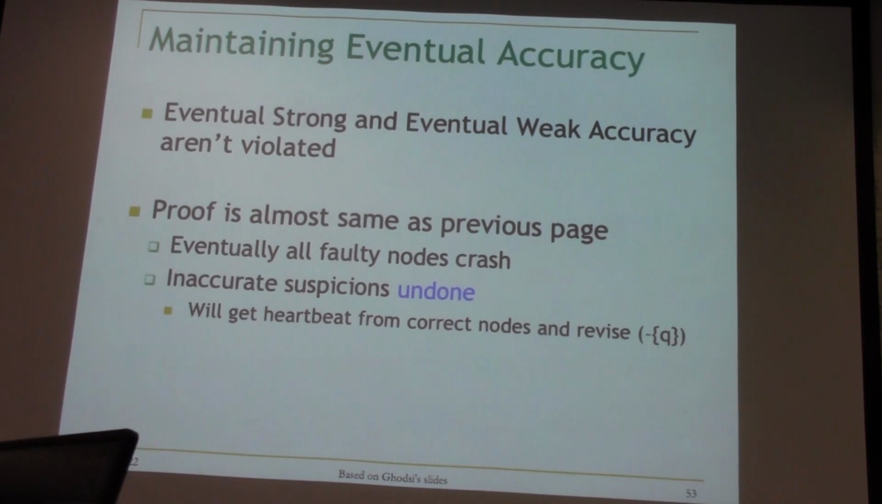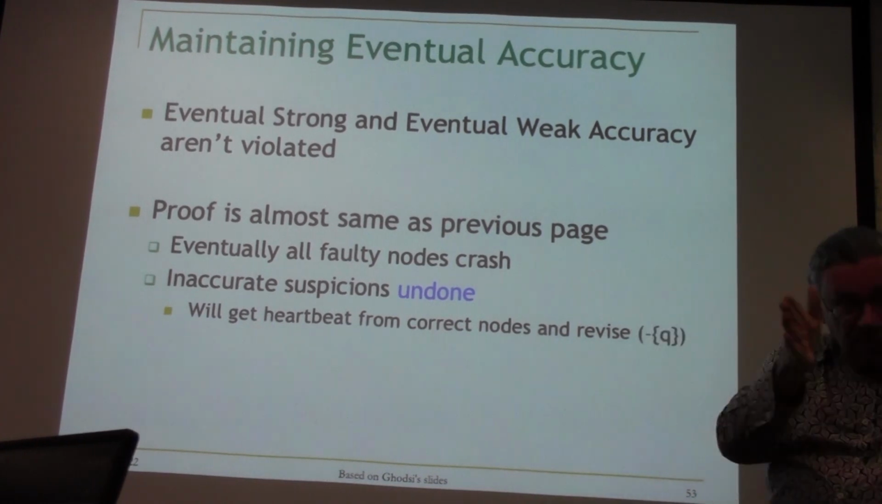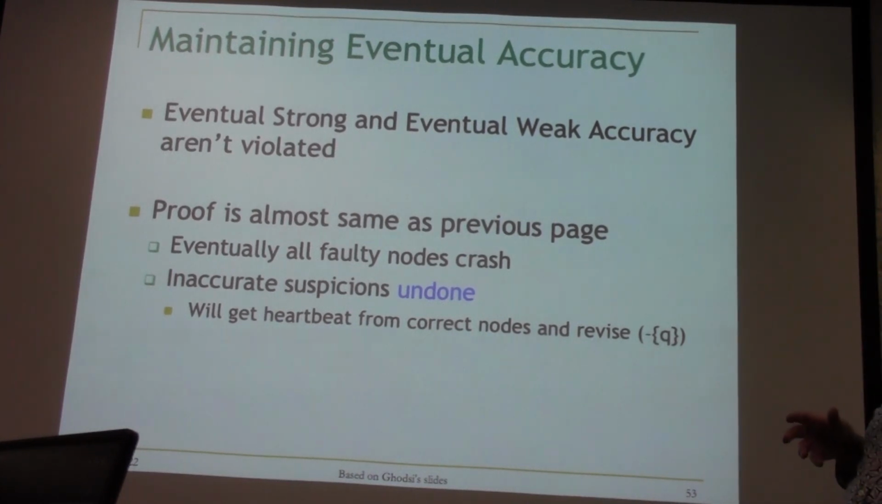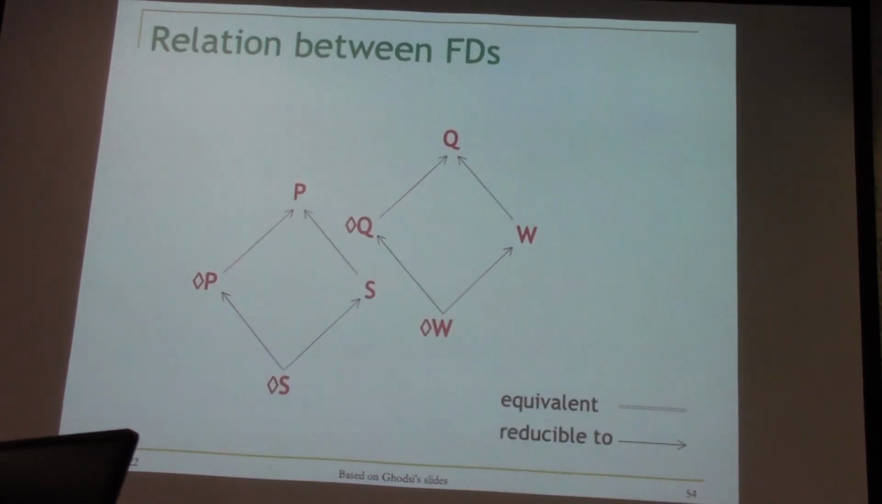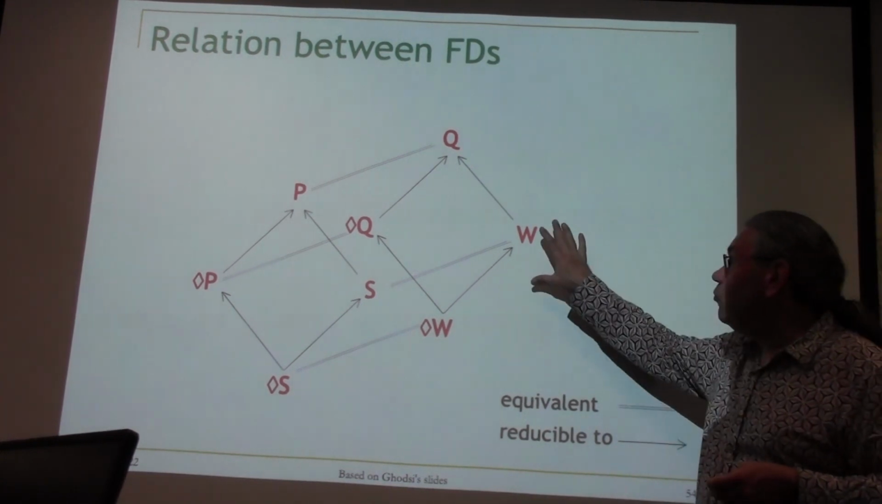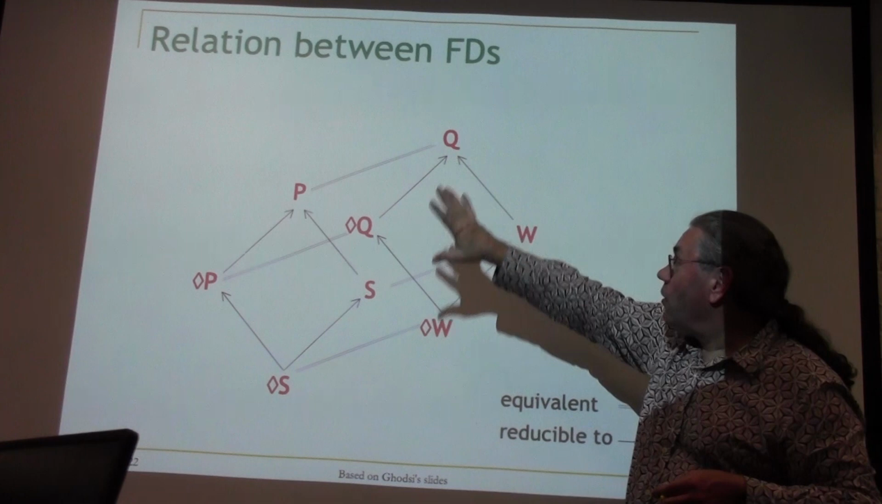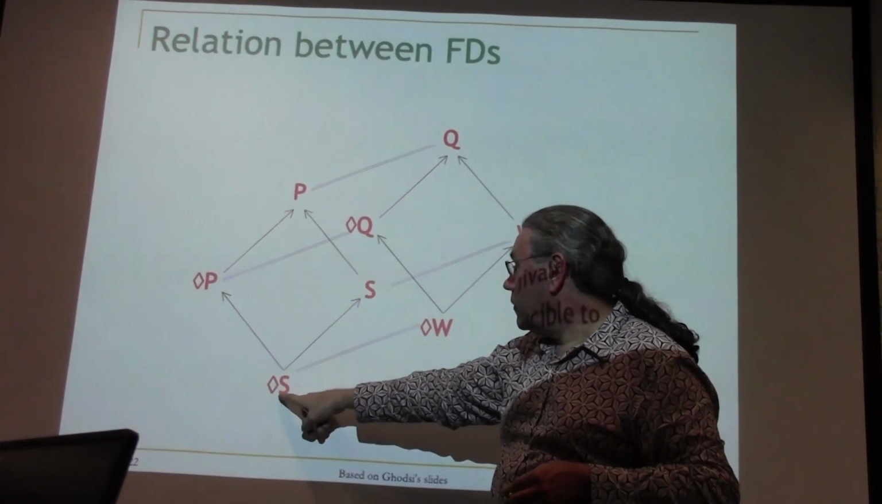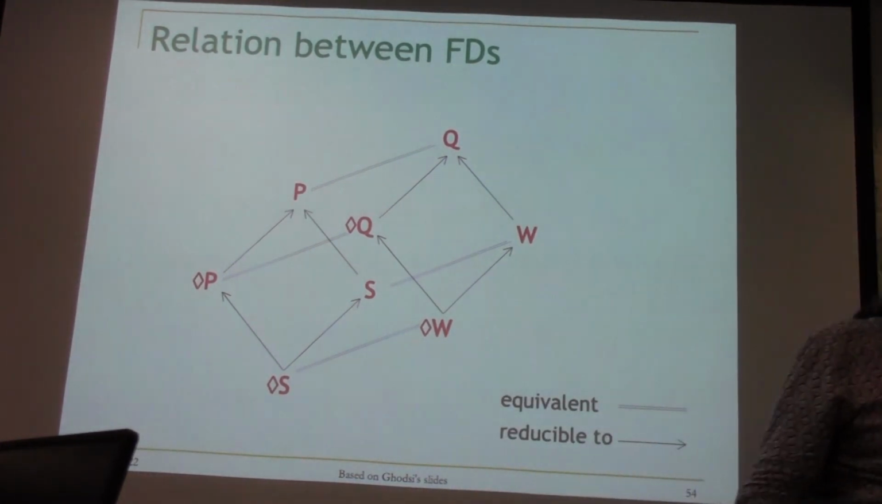Okay? And then, to really make it finished, you have to talk about the eventual cases. The eventual cases are not that hard because during the first period of the eventual, there will be lots of weird stuff going on. But after that, the mistakes will be corrected. So that's it. That means this is the final diagram. This beautiful weird cube here where we have strong and weak detectors. P and Q are equivalent, they're the strongest. And eventually S and eventually W are the weakest.